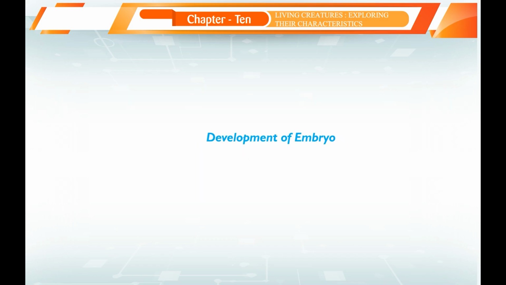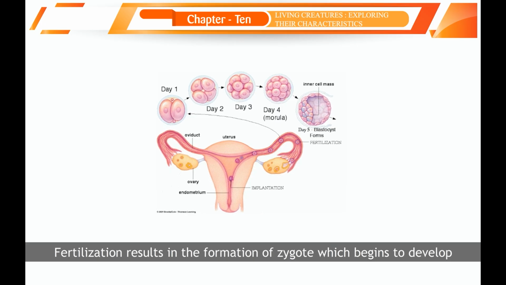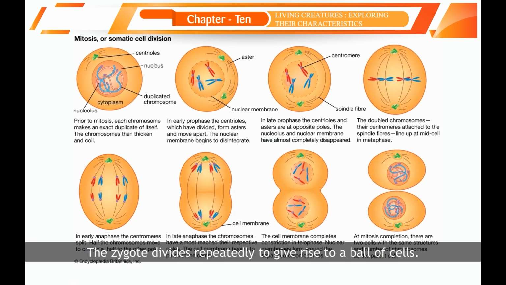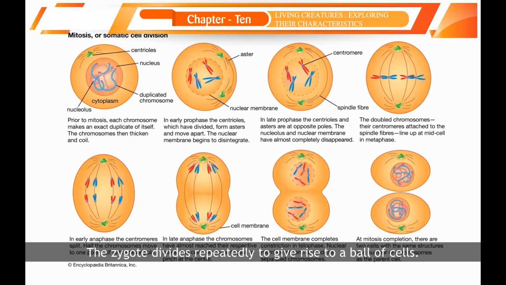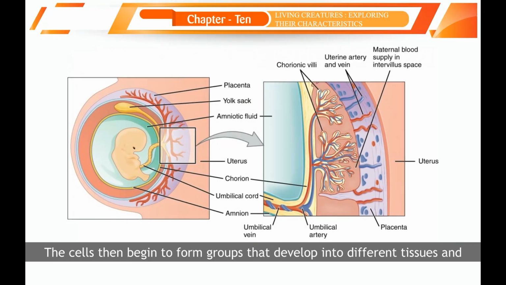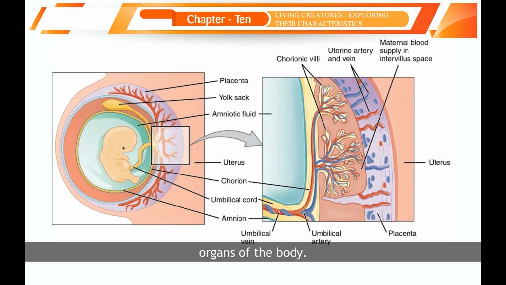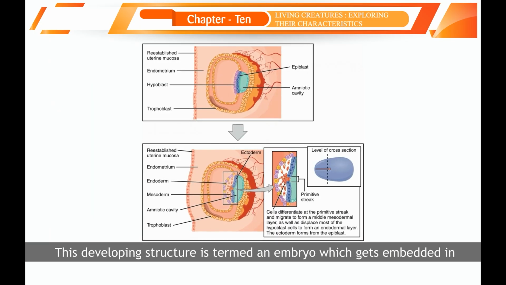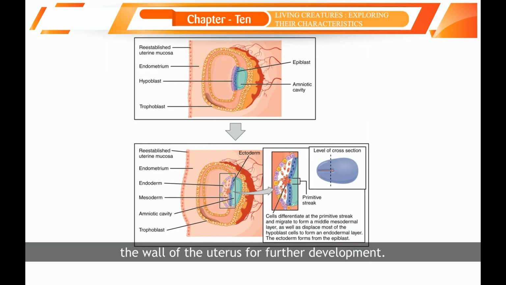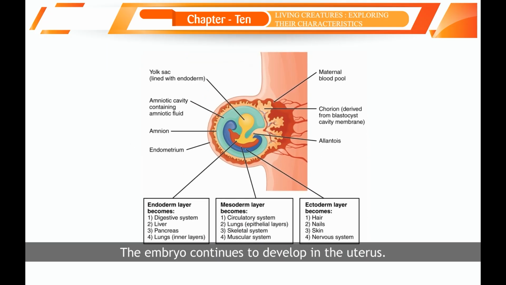Development of embryo. Fertilization results in the formation of zygote, which begins to develop into an embryo. The zygote divides repeatedly to give rise to a ball of cells. This process is called cell division. The cells then begin to form groups that develop into different tissues and organs of the body. This developing structure is termed an embryo, which gets embedded in the wall of the uterus for further development.